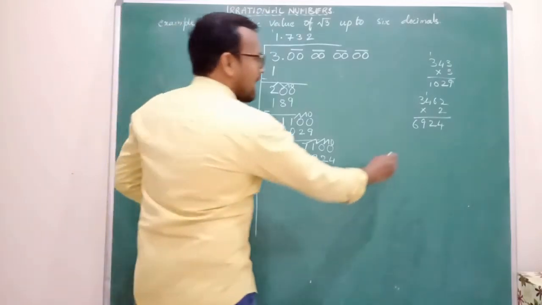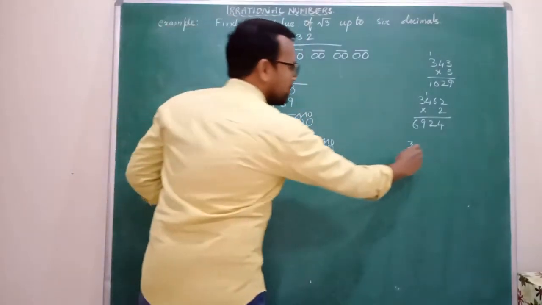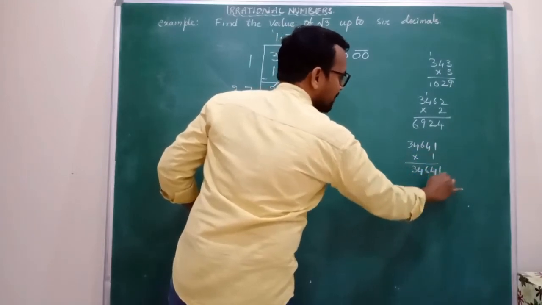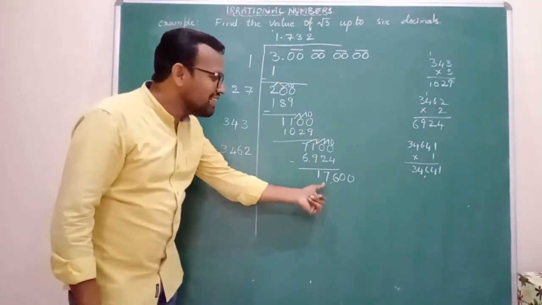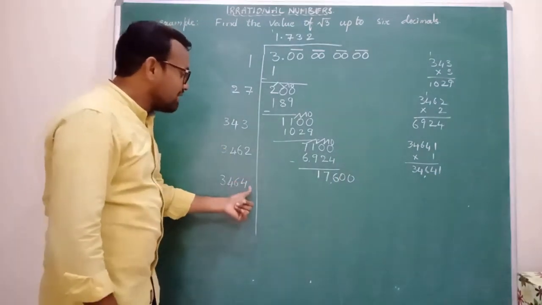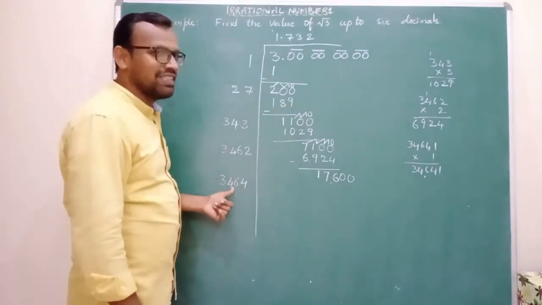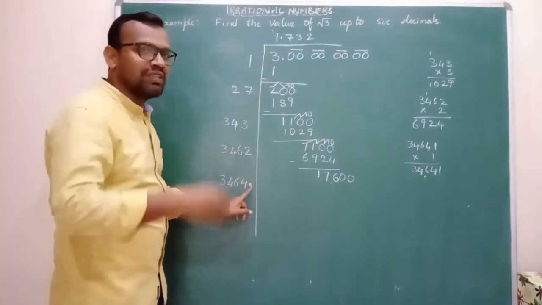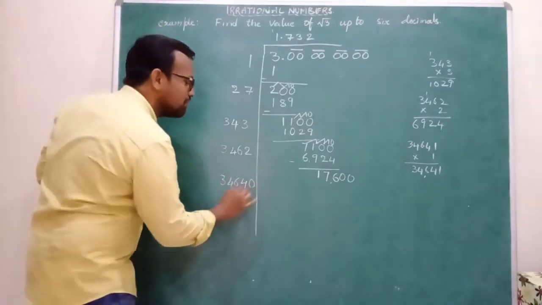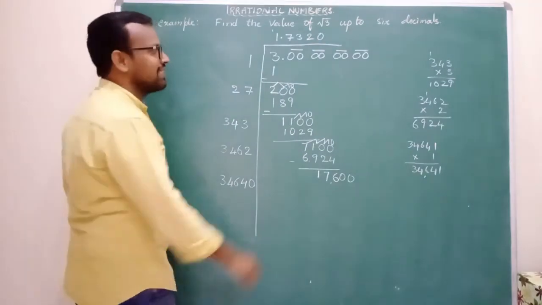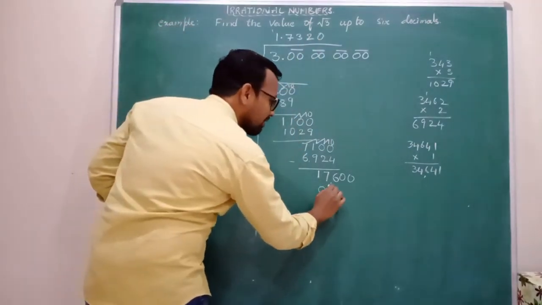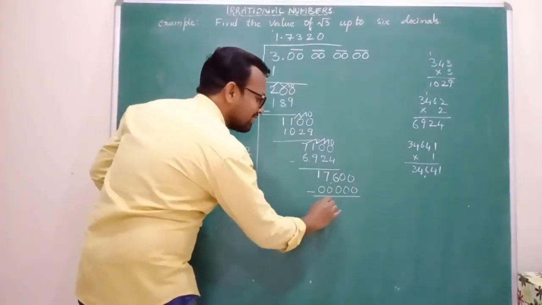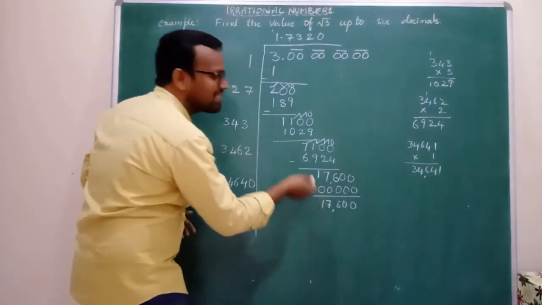Now, suppose after 3464, if I take 1 and multiply by 1, then it becomes 34641, means 34,641. But here we got 17,600 only. If I take 1 here, it is 34,641, which is much bigger than this one, right? So I cannot take 1 or more than 1. Then what will I do? Simple. I'll take 0 here and 0 here, right? Now 0 into the whole thing is simply all zeros, right?